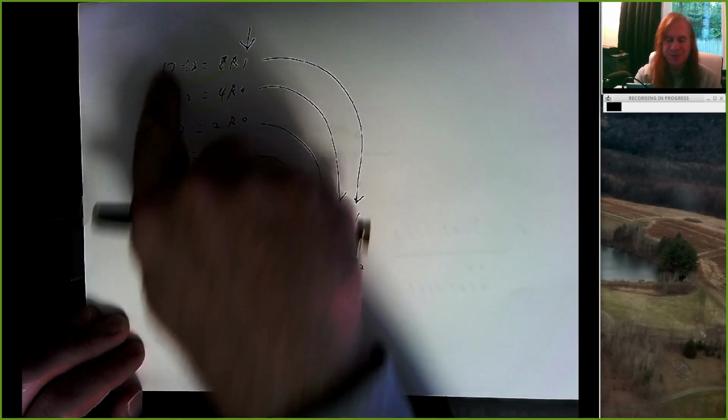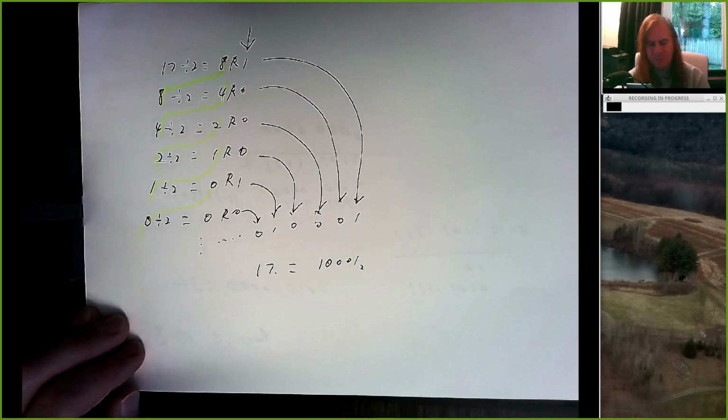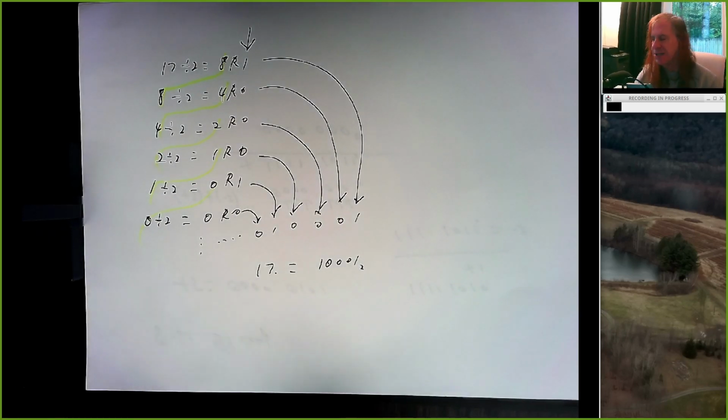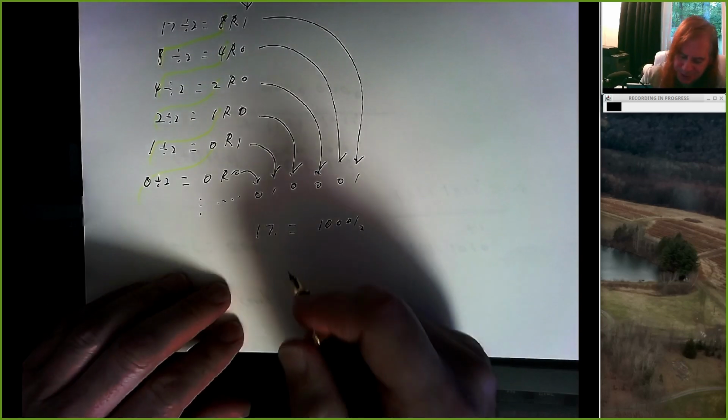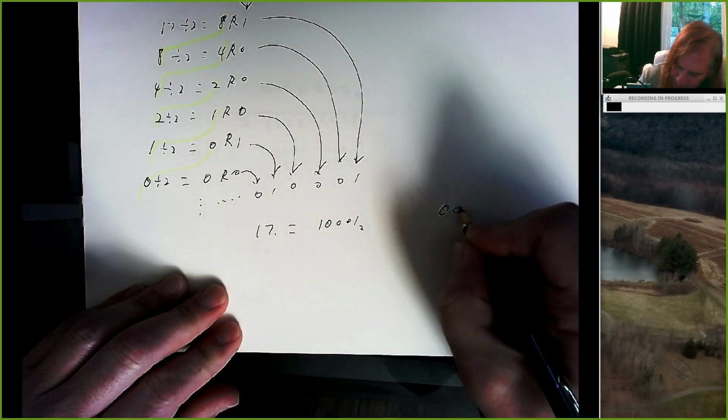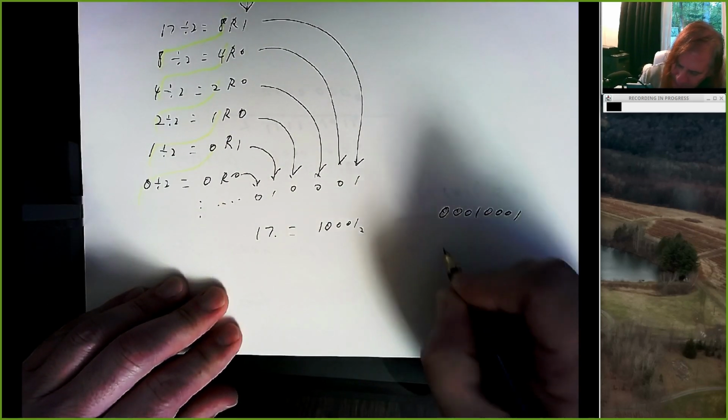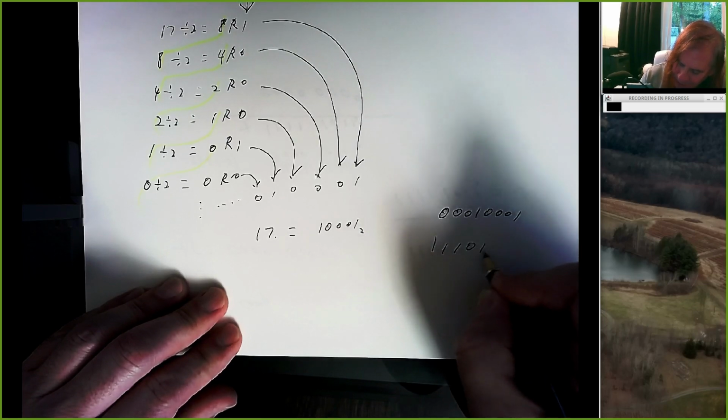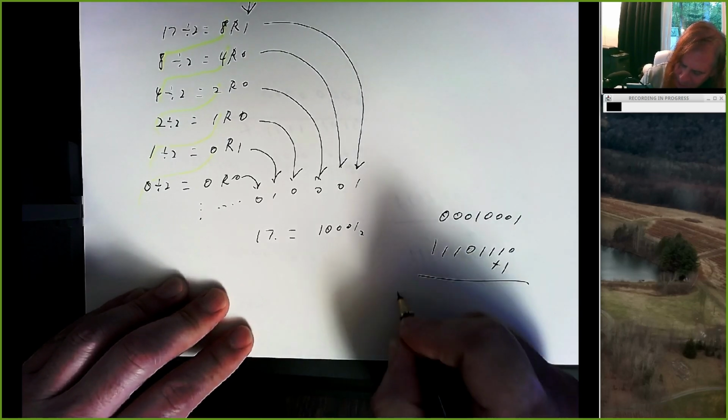So that works for positive integers. And if we wanted to write negative 17 in 8-bit 2's complement, toggle each of the bits, add 1.